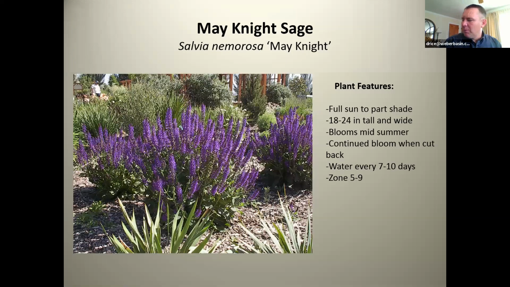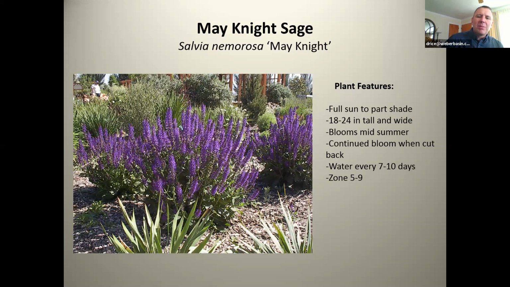We're still in summer bloomers. So we've got May night sage. May night sage is quite common. These are the salvia sages. A lot of people have these, and there's some variation in color of the sages, but this is a full sun to part shade type plant, 18 to 24 inches tall and wide. It blooms in the midsummer.